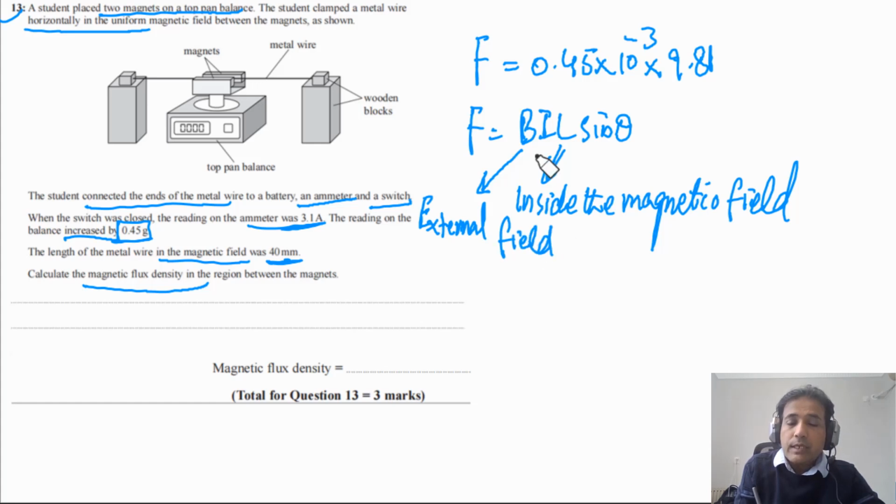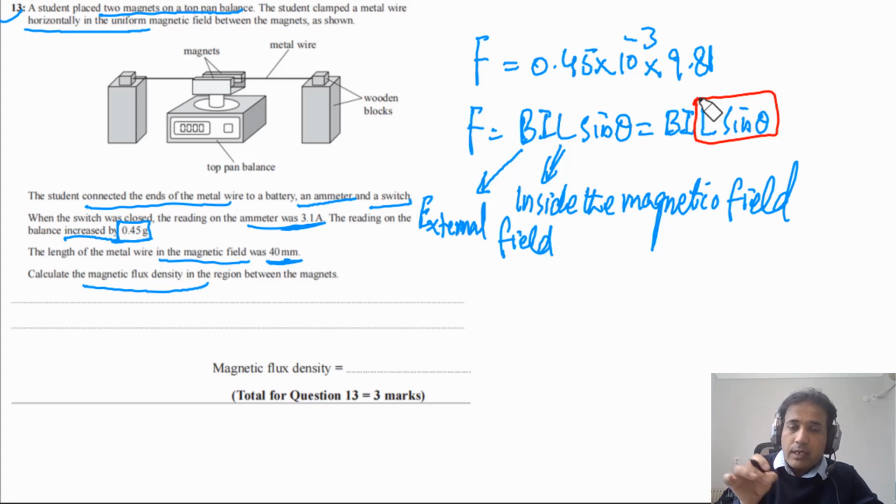Another way to write this equation is BIL sine of theta. So what is this representing? What is L sine of theta? This is telling us the length of the wire inside the magnetic field and perpendicular to the magnetic field. So we can say BIL, and this L is L perpendicular to the magnetic field. Only the perpendicular component matters. Very important concept. Some tricky questions are based on this concept.